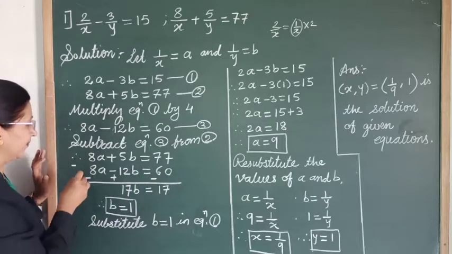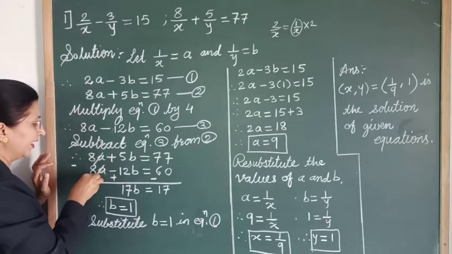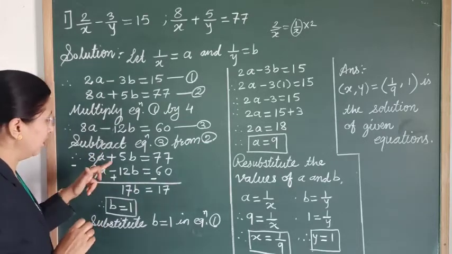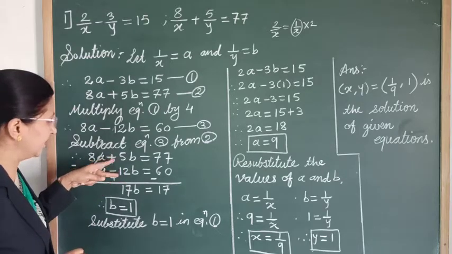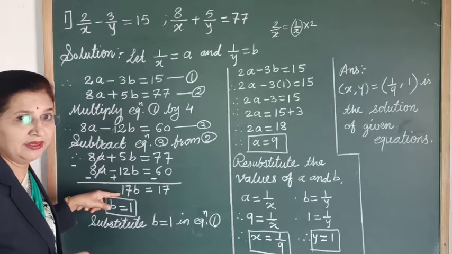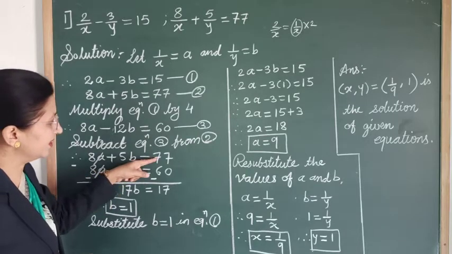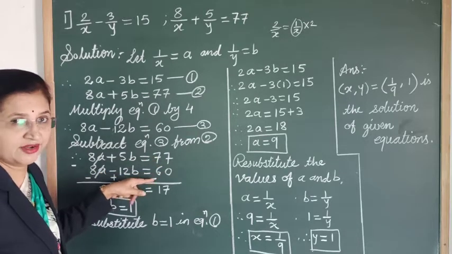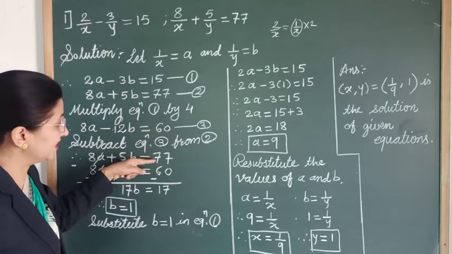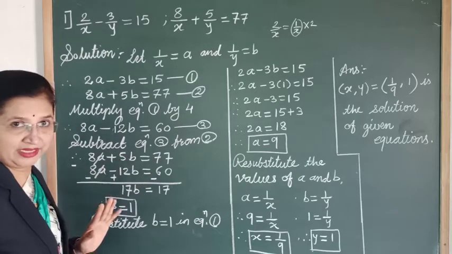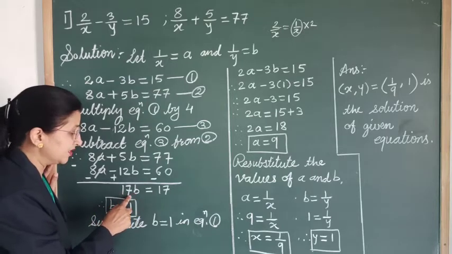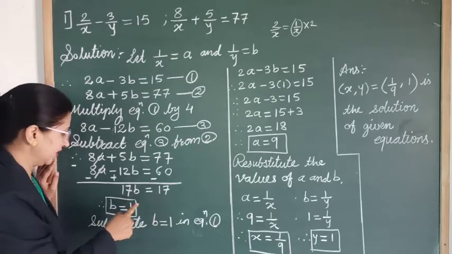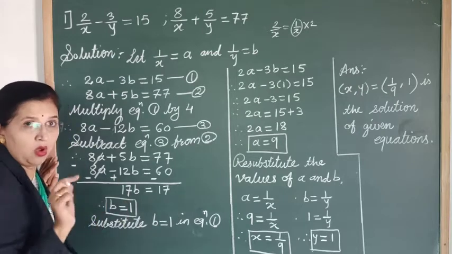Now let's see. Here positive 8a and negative 8a will get cancelled. 5b is positive, 12b is also positive, so in addition, 12 plus 5 is 17b. Now here 77 is positive, 60 is negative, different signs subtraction, so 77 minus 60 is 17. We want to find the value of b. This 17 is multiplied, so it will divide. In this way we will get the value of b as 1.